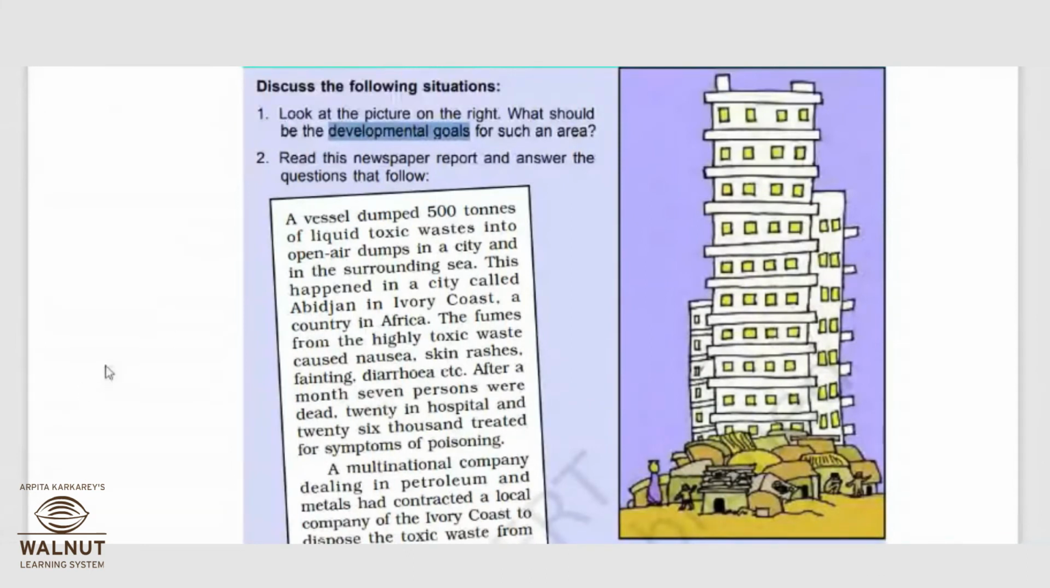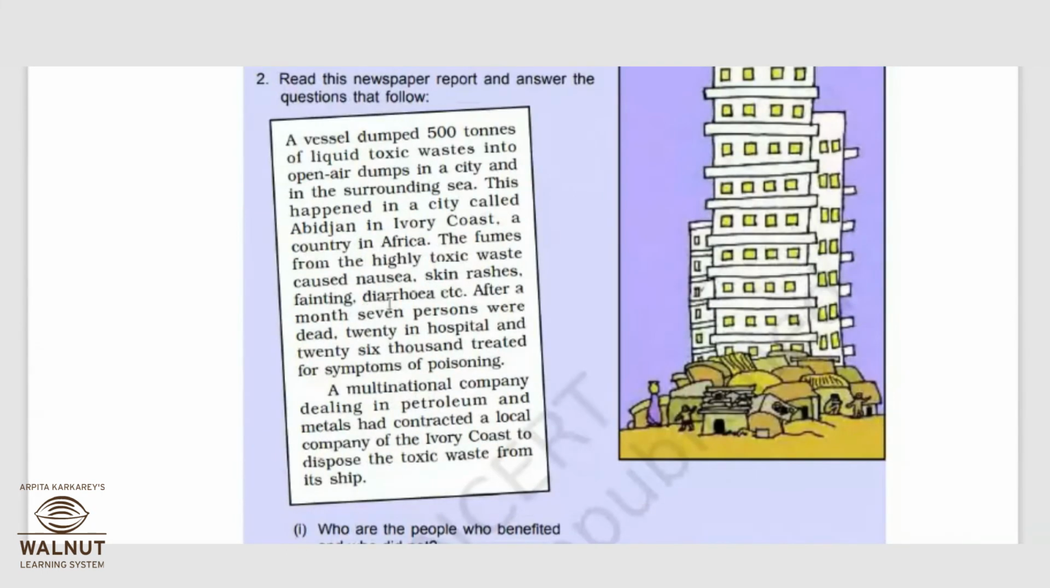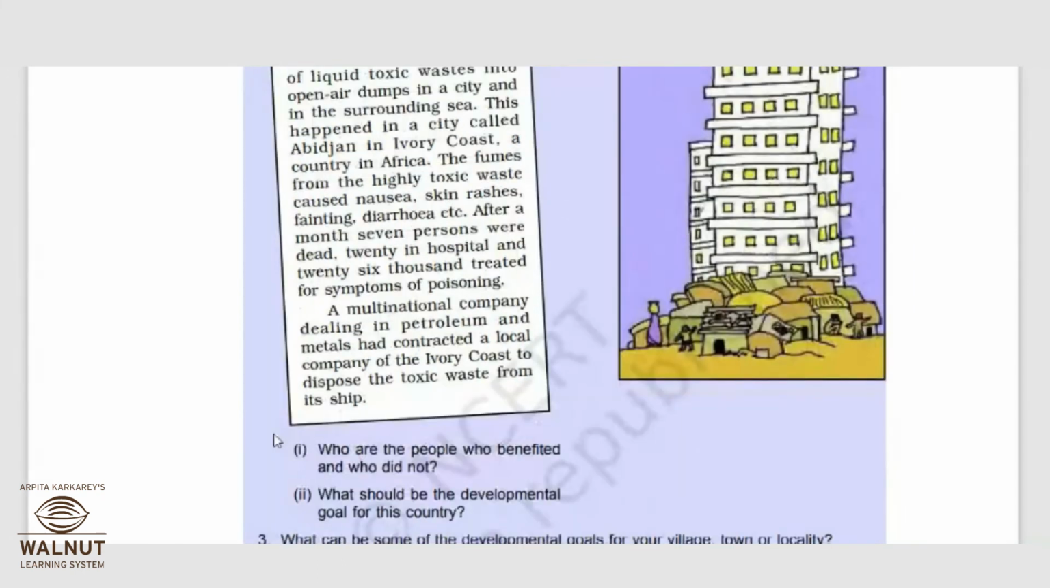Okay, let's do one thing. Hold this, read the second one. You'll automatically start understanding what answer should be there for the first one. Hold this. Read this paragraph in your mind. So who are the people who benefited and who did not? The multinational company benefited. And who did not? Obviously, the people living in the city.